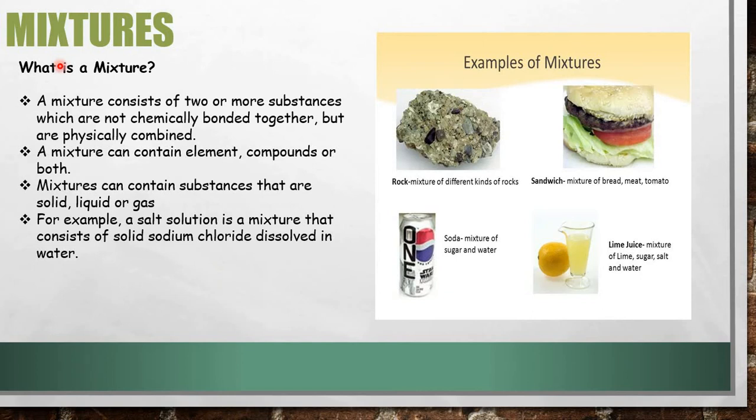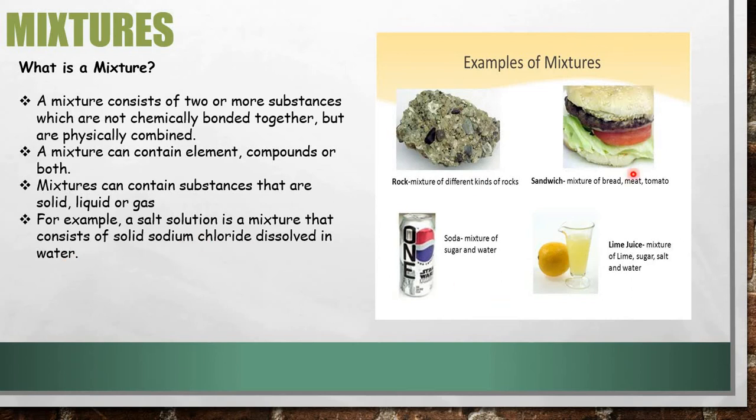Now we go to the last subtopic, which is mixture. So what is a mixture? The definition of a mixture: a mixture consists of two or more substances which are not chemically bonded together. There is no chemical involved, but the substances are physically combined. A mixture can contain elements, compounds, or both. A mixture can contain substances that are solid, liquid, or gas. For example, a salt solution is a mixture that consists of solid sodium chloride dissolved in water.